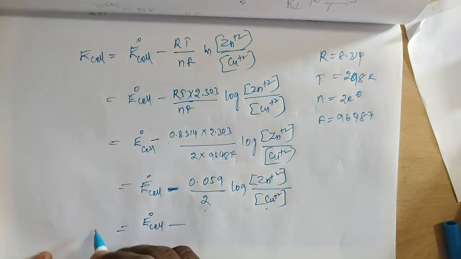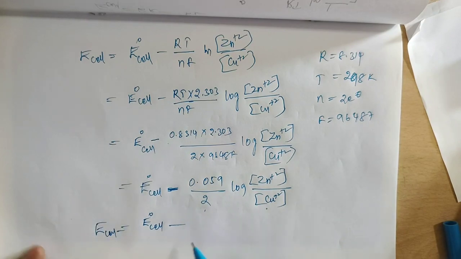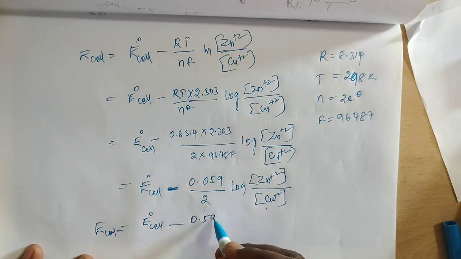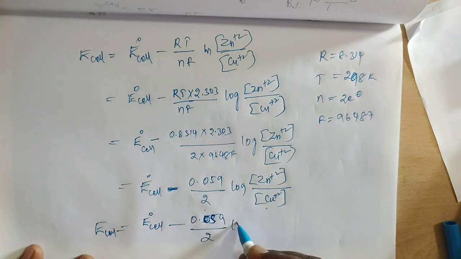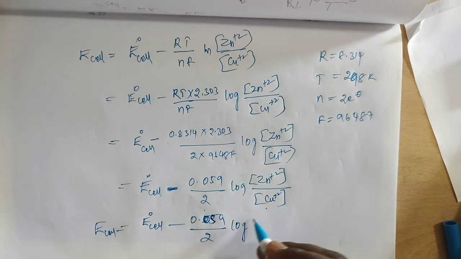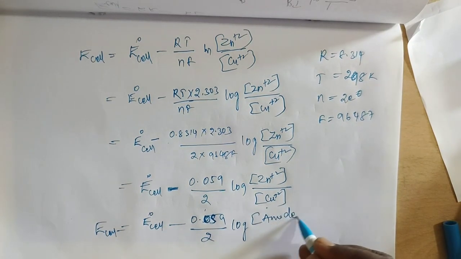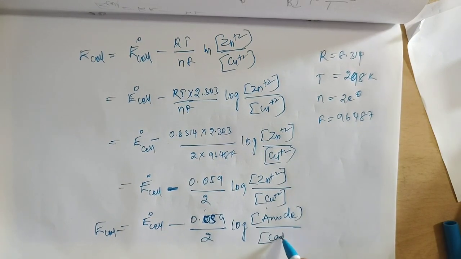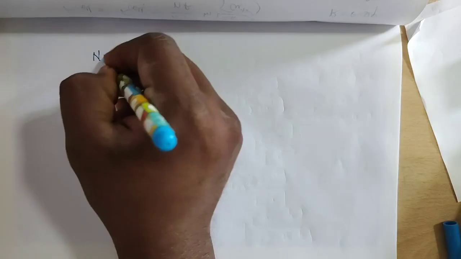Also you write E cell equals E0 cell minus 0.059/2 log. So Zn+2 is which one, cathode or anode? Anode. So anode concentration by cathode concentration. So in any electrochemical cell, any galvanic cell representation, you take the anode ion in the numerator, cathode ion in the denominator. So it is easy to find out.